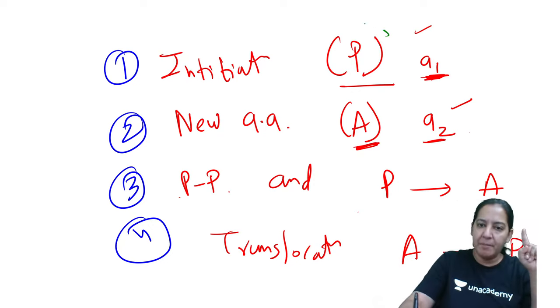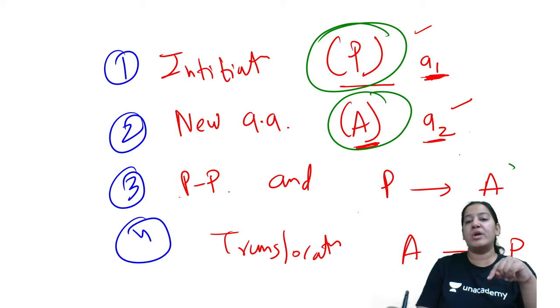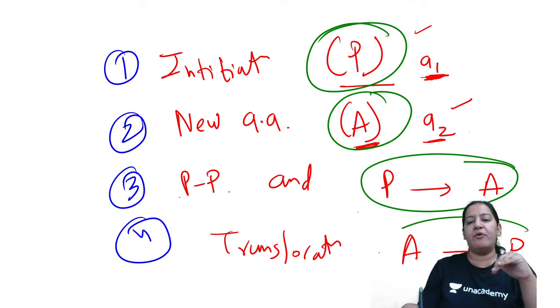So see the 4 steps. Step number 1 at the P window. Step number 2 at the A window. Step number 3 is P2A shift. And step number 4 is A2P shift.